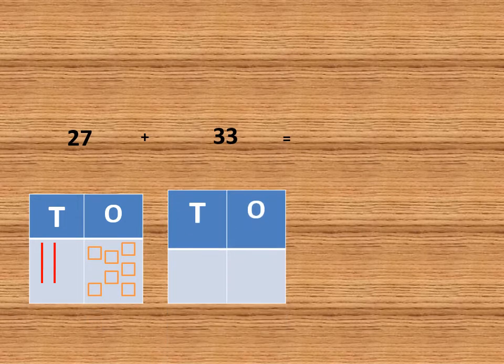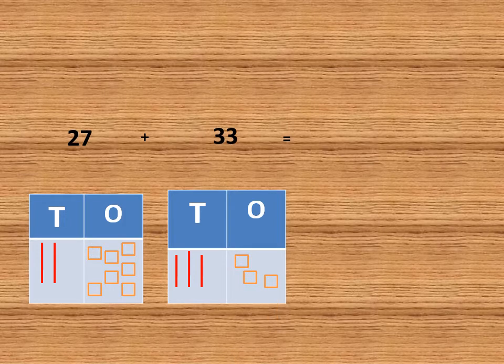Okay? And 33. How many tens in 33 and how many ones? I have 3 tens and 3 ones. So I'll draw 3 lines in tens. Count with me. 1, 2, 3. 3 tens. And how many ones? Also 3. 1, 2, 3.